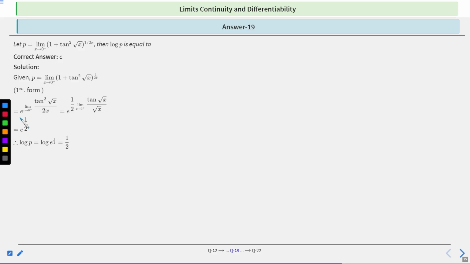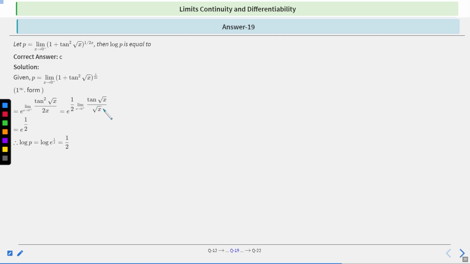Okay, let's discuss the solutions. Given p is equal to limit x tending to 0 plus of (1 plus 10 square root x) to the power 1 by 2x. See, this is the 1 to the power infinity form. When you put x equal to 0, you get the 1 to the power infinity form, which is equal to e to the power limit x tending to 0 plus of 10 square root x upon 2x.